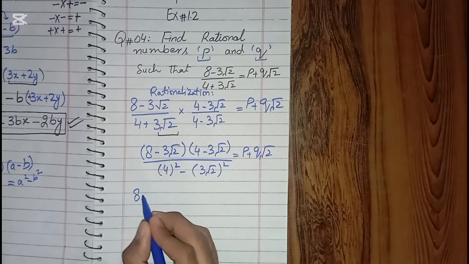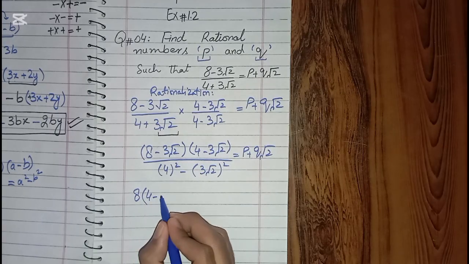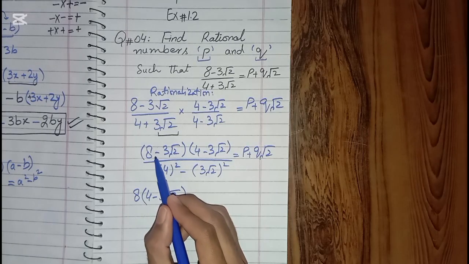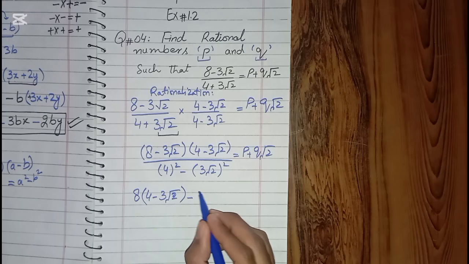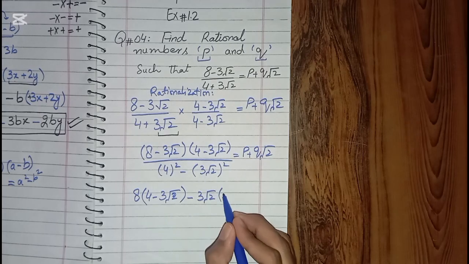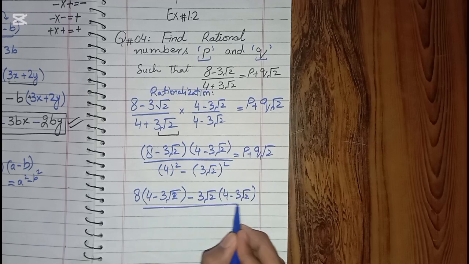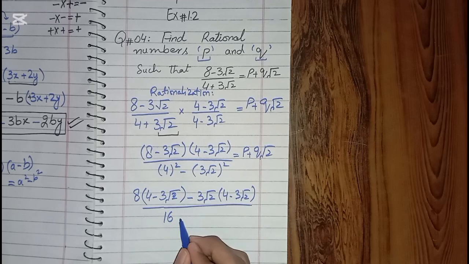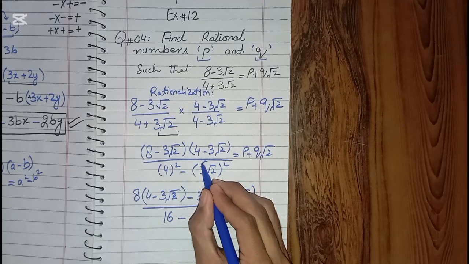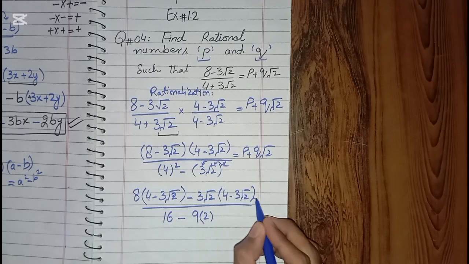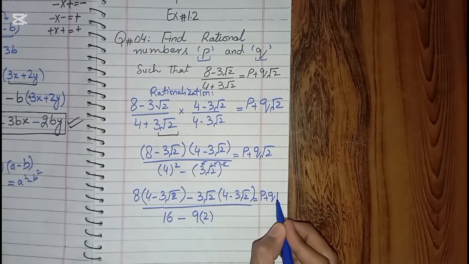First we write 8 and write our complete term, that is 4 minus 3 square root 2. In the second term, there is a sign of minus, so you use minus and write 3 square root 2, and again write 4 minus 3 square root 2. And in the denominator, the square of 4 is 16 minus, as it is, this square is on 3 and on square root 2 also, so you write 3 square, which is 9, and this square cancels with the square root, so you get 2, and it is equal to p plus q square root 2.